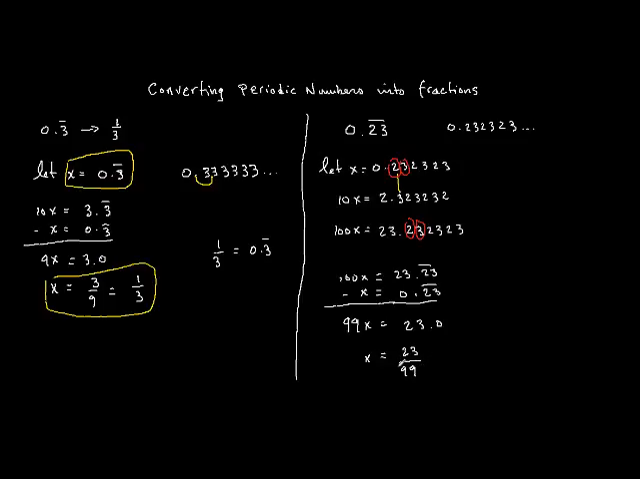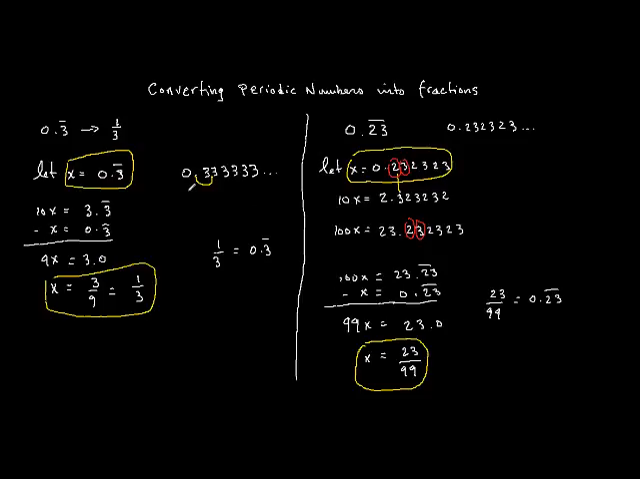Now, I cannot reduce this, but what I notice is that x is equal to 23 over 99, but x is also equal to 0.23 repeating. So what that must mean is that 23 over 99 is the same thing as 0.23 repeating.